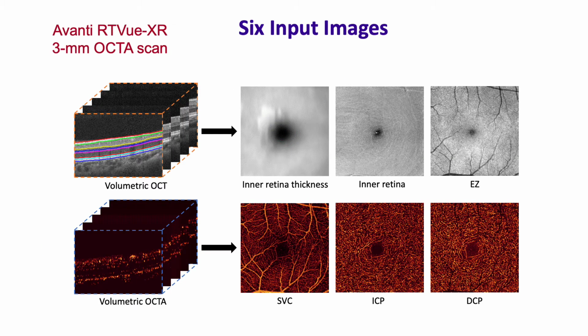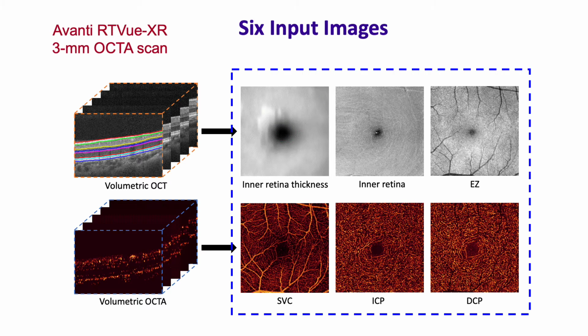study. All OCTA scans were 3 by 3 mm acquired by Avanti RTVue XR at center macular. 6 types of en-face images were used as input channels. They are inner retina thickness map, the mean projection of reflectance of inner retina, and EZ, and the 3 retinal capillary plexuses, superficial, intermediate, and deep.